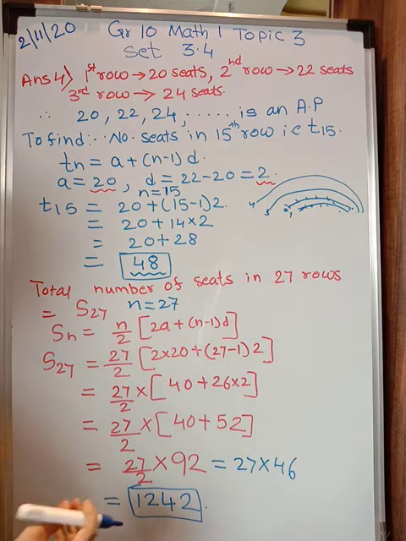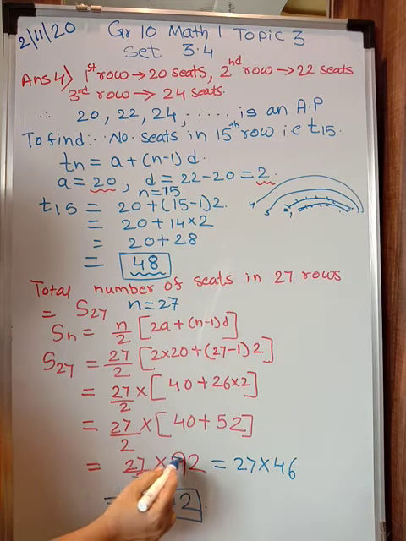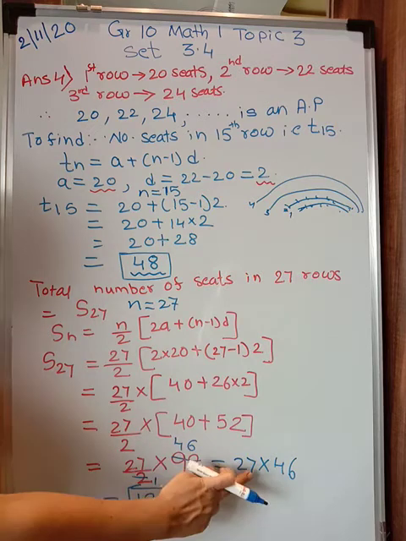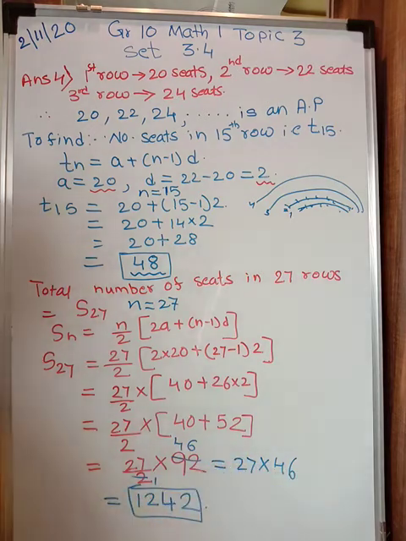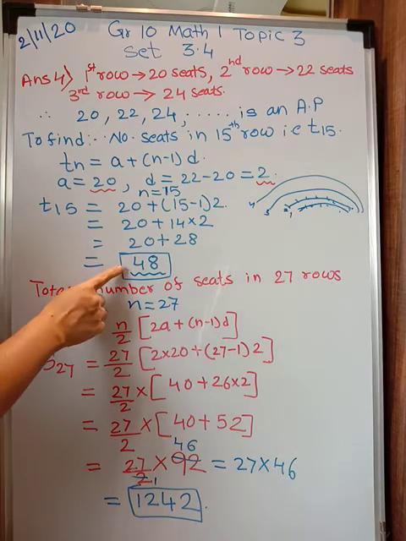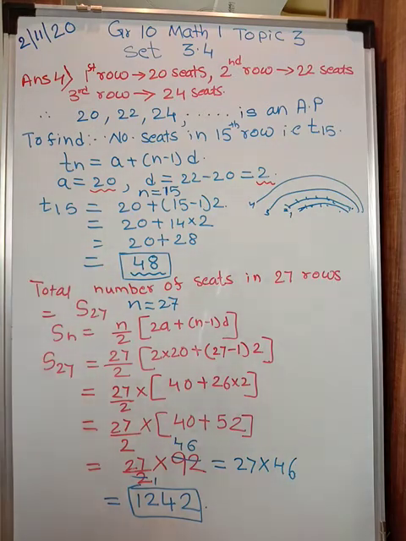Divide by 2: 2 ones are 2, 2 fours are 8, 2 sixes are 12. So you have 27 into 46, which is 1242. So in all, what is the capacity of the auditorium? 1242, and seats in the 15th row, 48. Okay, so that's all from my side. Thank you.